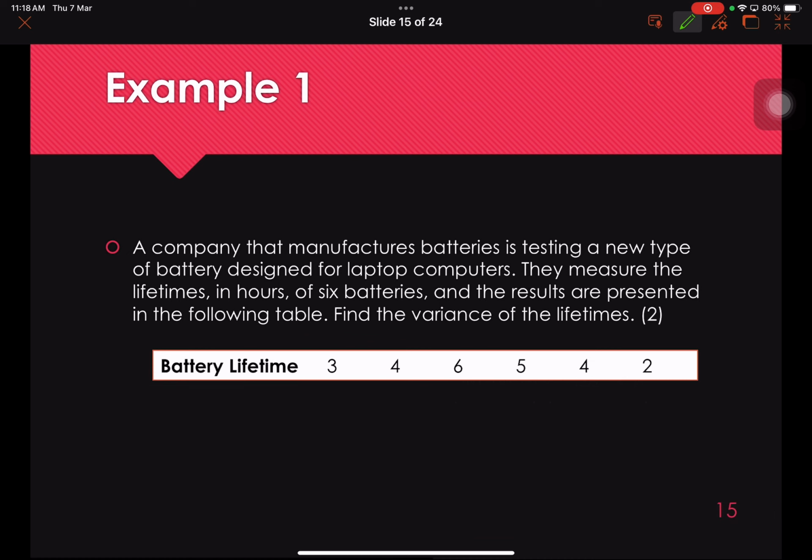So, a company that manufactures batteries is testing a new type of battery designed for laptop computers. They measure the lifetime in hours of 6 batteries, and the results are presented in the following table. Find the variance of the lifetime. Try to use the formula. Is this one grouped or ungrouped? Ungrouped. Why ungrouped? No class interval, correct?